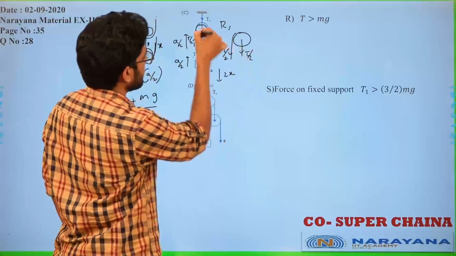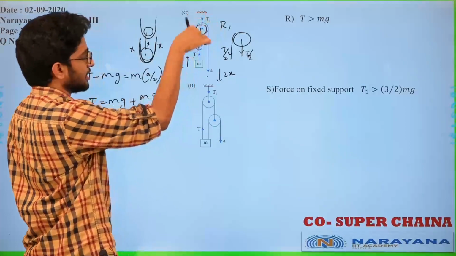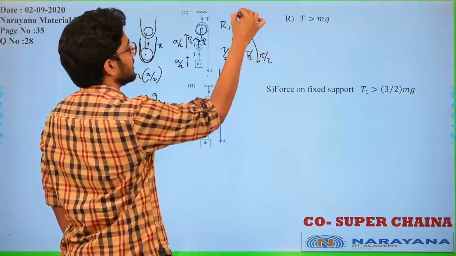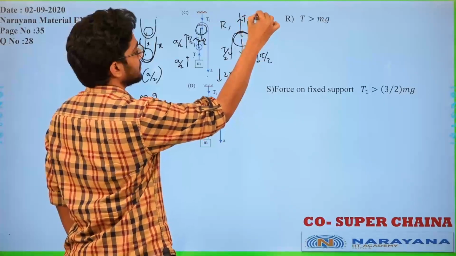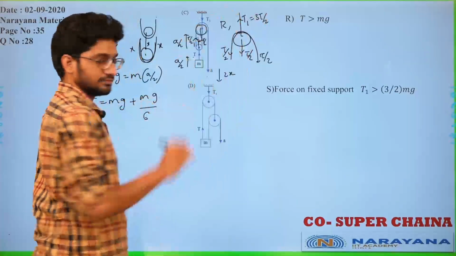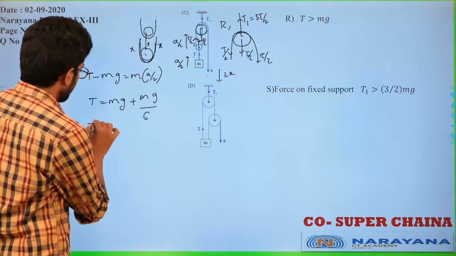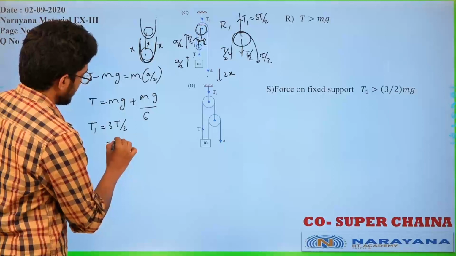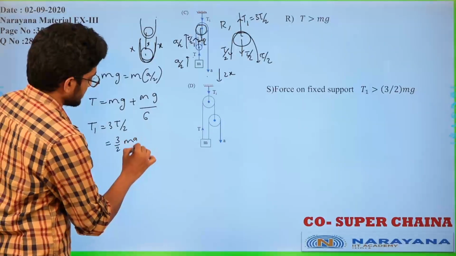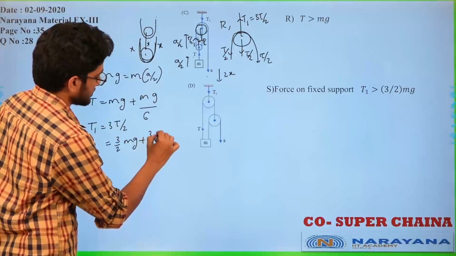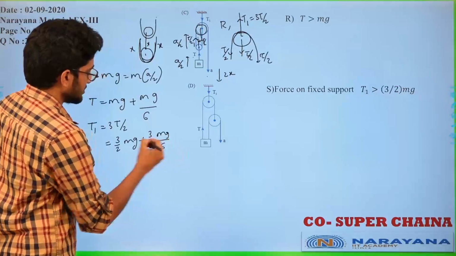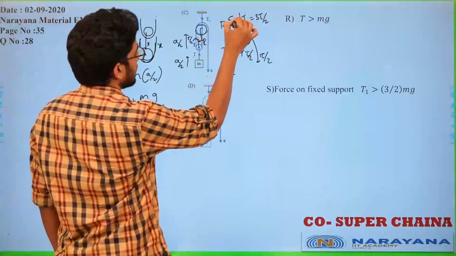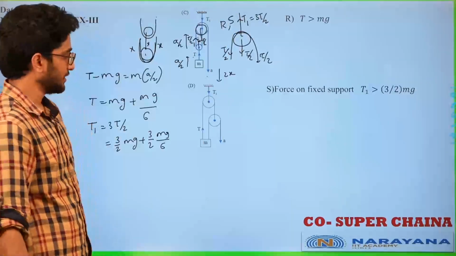So here there is another force. On the upper pulley there are 3 threads. So here the net tension T1 should be 3T by 2. So T1 will be 3T by 2. So that is 3 by 2 into mg plus 3 by 2 into mg by 6. So clearly that is more than mg, more than 3 by 2 mg. So option S is also correct for this.